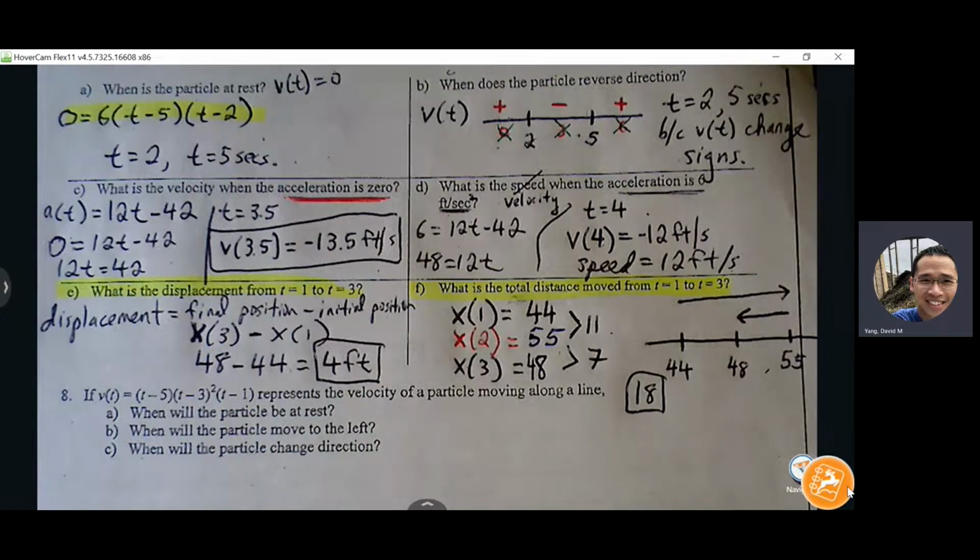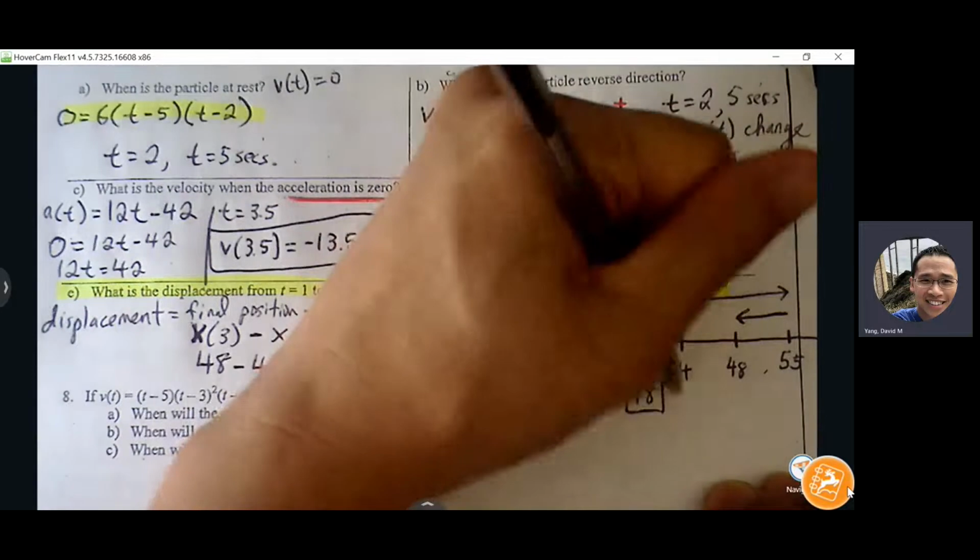Now on the quiz, it'll be easier. If I'm asking you to enter into a function, it'll be easier to calculate because this is a little bit much to do by hand. But the important thing is the process. I want to make sure that we understand the process and we understand how these numbers are found. Okay, so 18 feet.